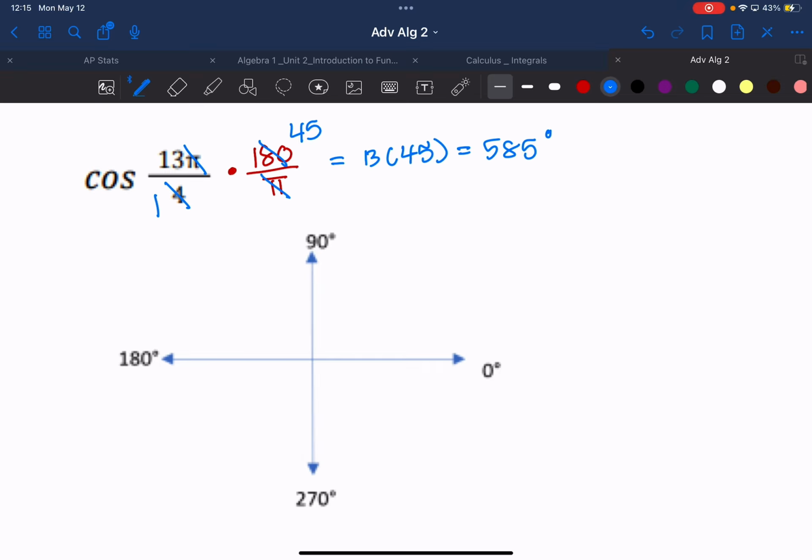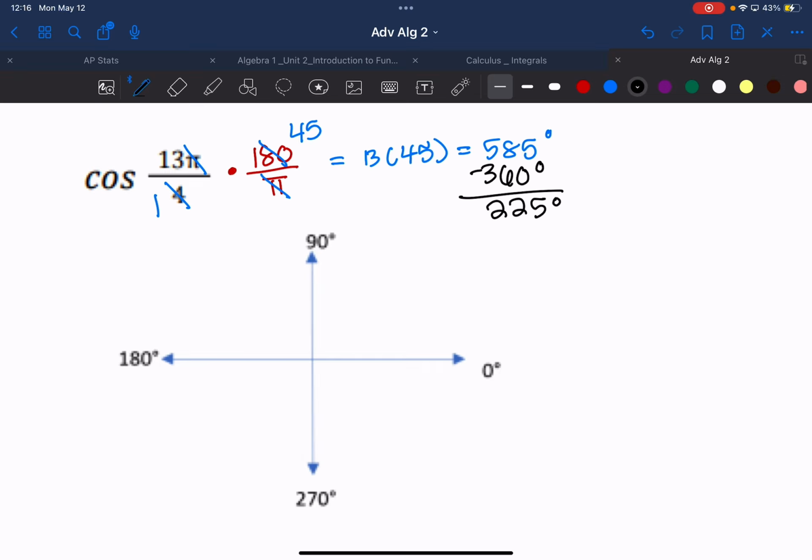What do we know about the degrees of an entire circle? It's how many? 360, which means that 585 is already forming one circle. So in order to find the degrees that are left over, I'm going to have to subtract 360 degrees. And when I do that, I'm left with how much? 225 degrees. Is 225 degrees on our unit circle? Which quadrant? The third quadrant.